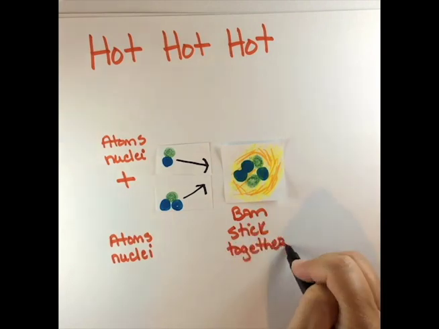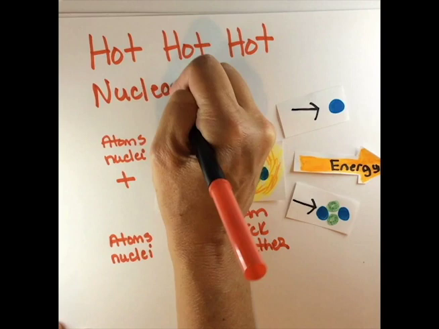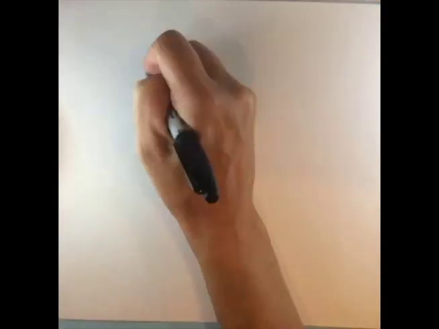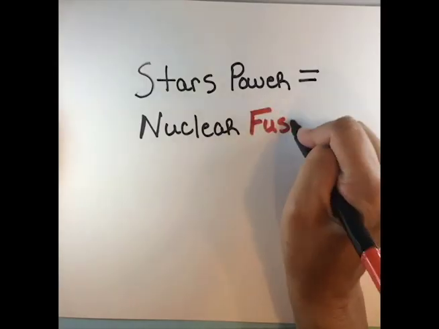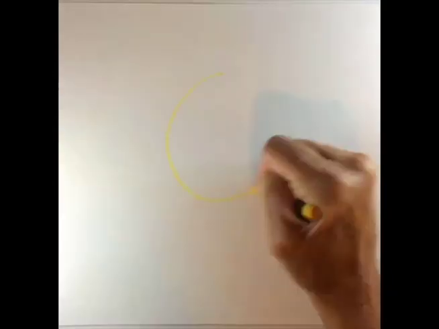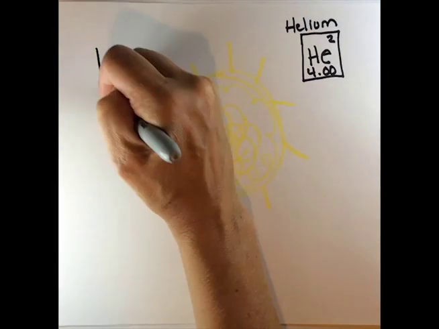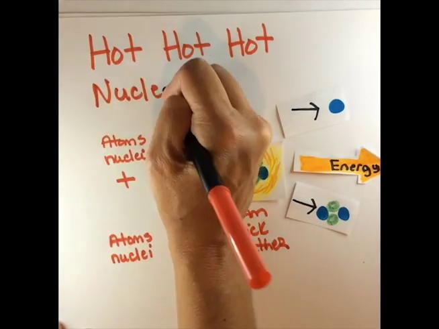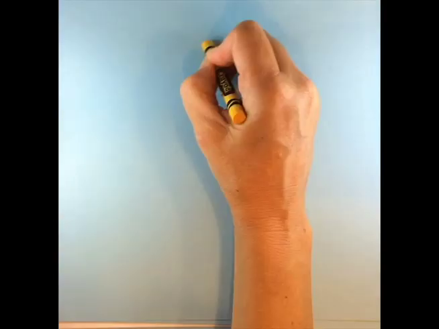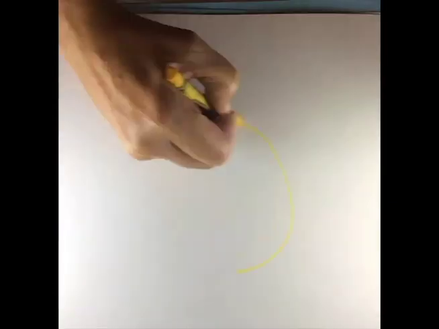Nuclear fusion happens when nuclei of many atoms merge into one larger nucleus. A star's power comes from the energy released by nuclear fusion. A star is actually a huge ball of gas, mostly hydrogen and helium, with a core so hot that nuclear fusion happens inside of it. Gravity holds it all together.